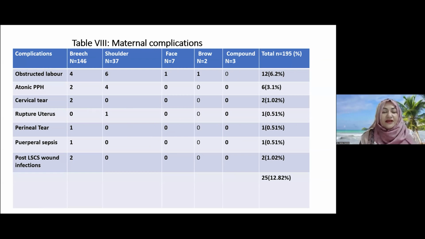Table 8 shows the maternal complications. Maternal complications include obstructed labor, followed by atonic postpartum hemorrhage, cervical tear, rupture uterus, perineal tear, puerperal sepsis, post-cesarean wound infection. Here, maternal complications are maximum for obstructed labor, that is 6.2%, followed by atonic PPH 3.1%.